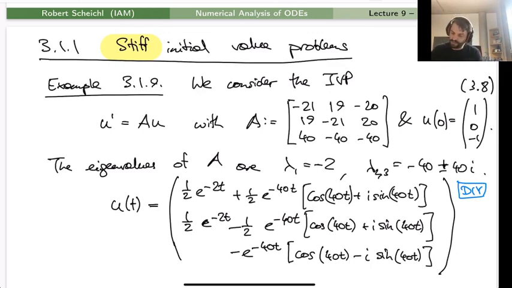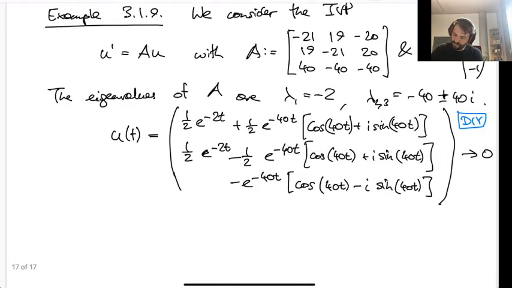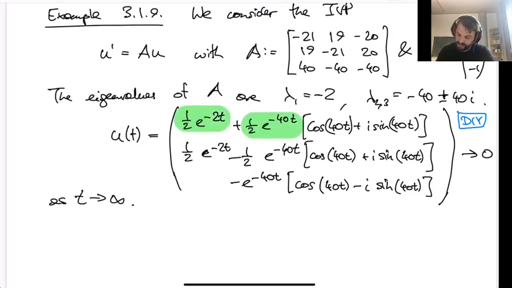And this clearly goes to 0 as t goes to infinity. So all of the real parts are negative. So here this goes to 0, this part goes to 0, so the oscillatory part doesn't really matter. This part, this part, all these parts converge to 0, so the whole u of t converges to 0 as t goes to infinity.